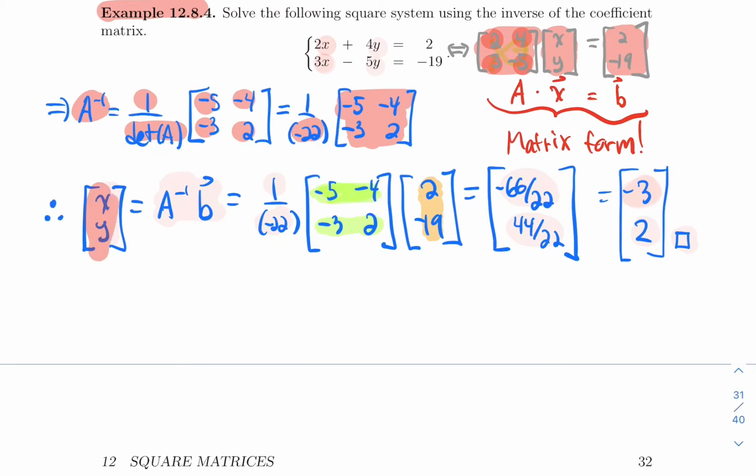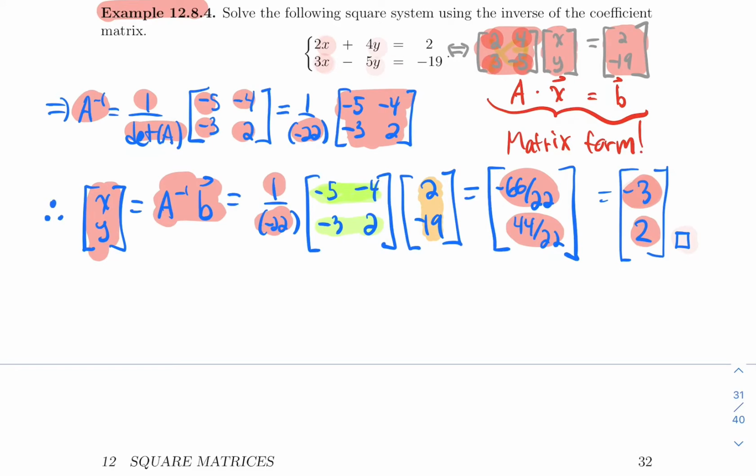So if you're looking for your solution, it's A inverse times B, so 1 over minus 22. Then if you do your matrix multiplication, the minus 5, minus 4 dot product with 2, minus 19. Then if you divide by minus 22, you're going to get minus 66 over 22. Then minus 3, 2 dot product with 2, 19, over minus 22 will give you 44 over 22, which simplifies to minus 3 and 2.